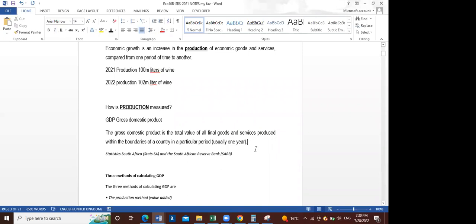All right, so in terms of the metric that is used in measuring economic growth, we use what we refer to as gross domestic product, which we said refers to the total value of all the final goods and services produced within the boundaries of a country in a period of a year. And usually these statistics are compiled by Stats SA, as well as the South African Reserve Bank. They are the main bodies that are responsible for combining these figures. So if you are looking for the figures of how much GDP South Africa produced in 2021 and how much GDP South Africa is now producing in 2022, you can go to the Reserve Bank website, or you can go to the Stats SA website and find that information.